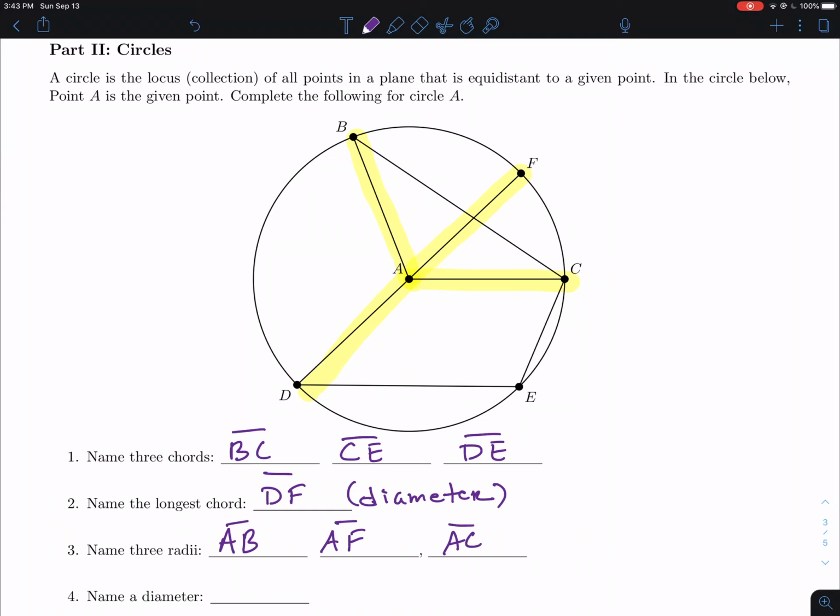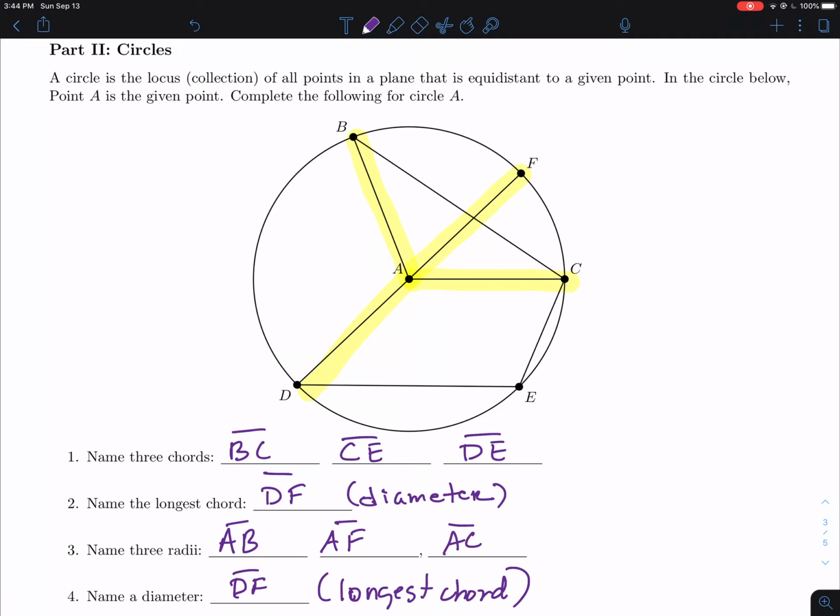Since our center is A, if you're listing radii and A isn't included in all your answers, then one of those can't be a radius. Remember, a radius always starts at the center and goes out, so it should have A in it for each and every answer. Items 2 and 4 are technically the same thing. We already saw that the longest chord was DF, which I said was the diameter. The diameter is also the longest chord, so they're interchangeable. We've already done this one.